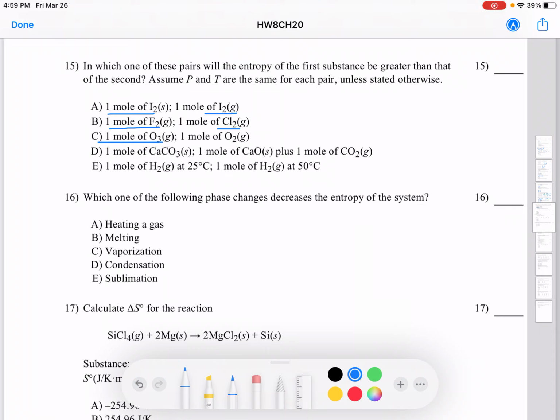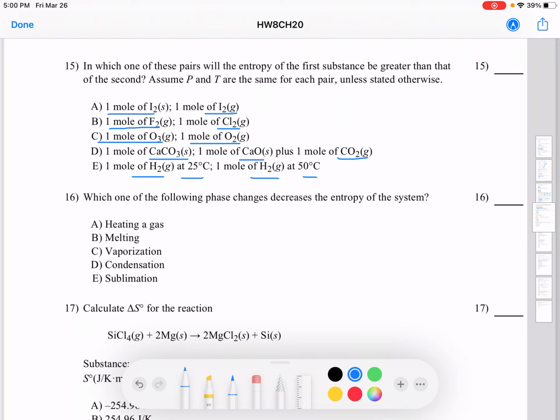1 mole O3, 1 mole O2. Which one has higher entropy? 1 mole ozone or 1 mole oxygen? That's going to be 1 mole oxygen, right? So the C is correct. And then 1 mole calcium carbonate solid, 1 mole calcium oxide solid plus 1 mole carbon dioxide gas. So the second one has more entropy. 1 mole hydrogen, 1 mole hydrogen at 25 degrees, 50. So the second one has higher entropy. So out of the 5 choices, 1 mole ozone has higher entropy than the 1 mole oxygen.